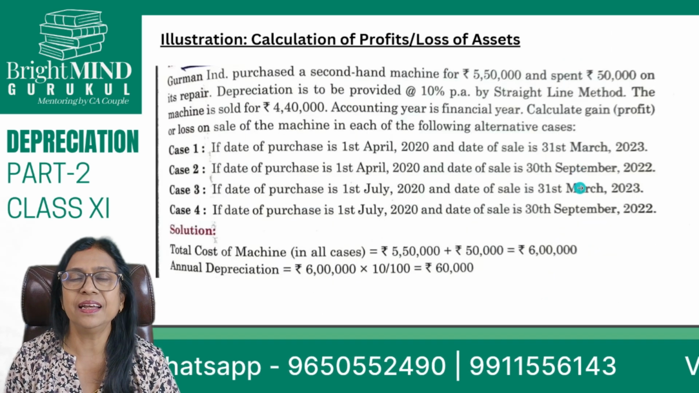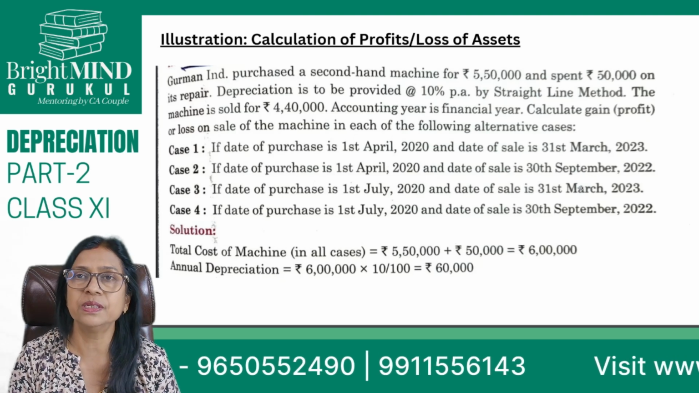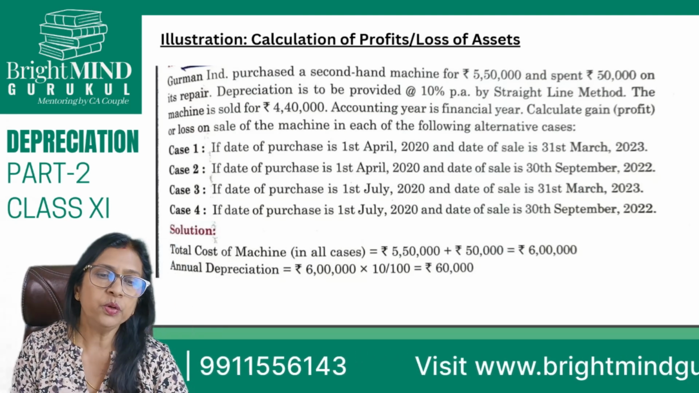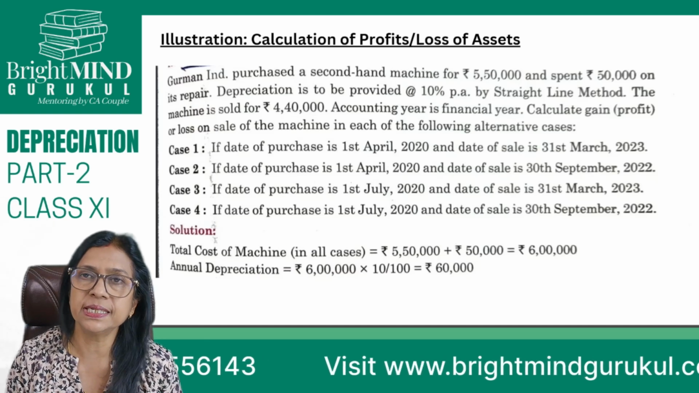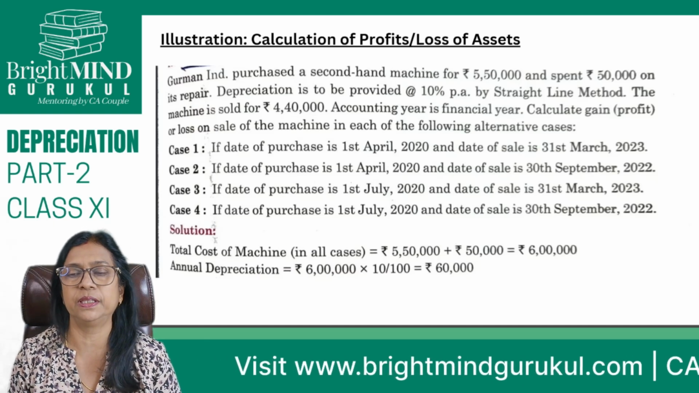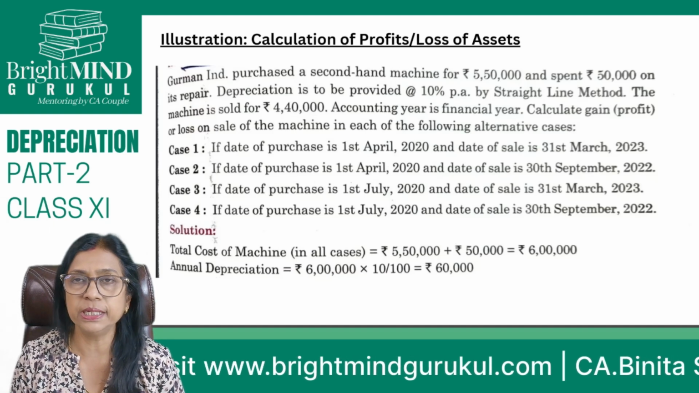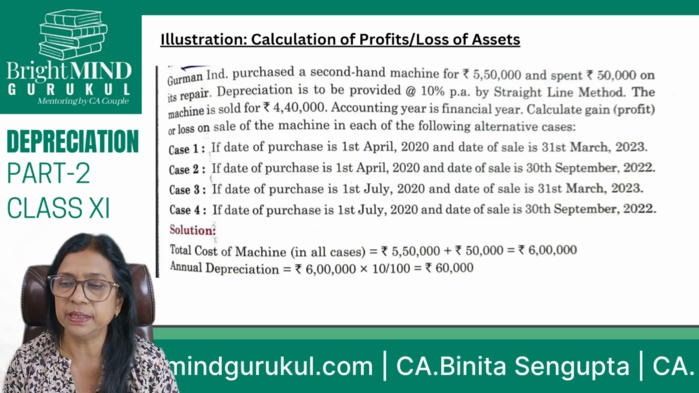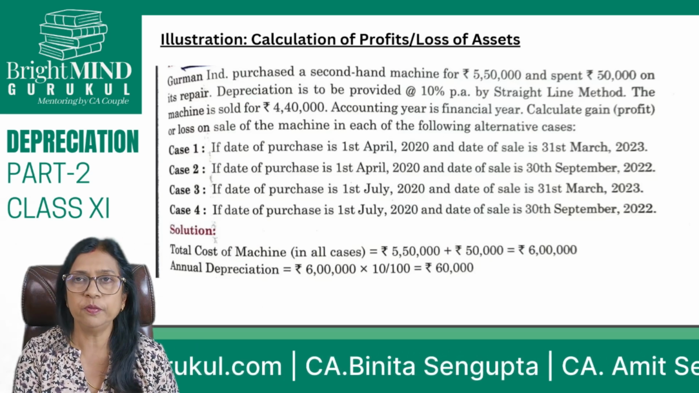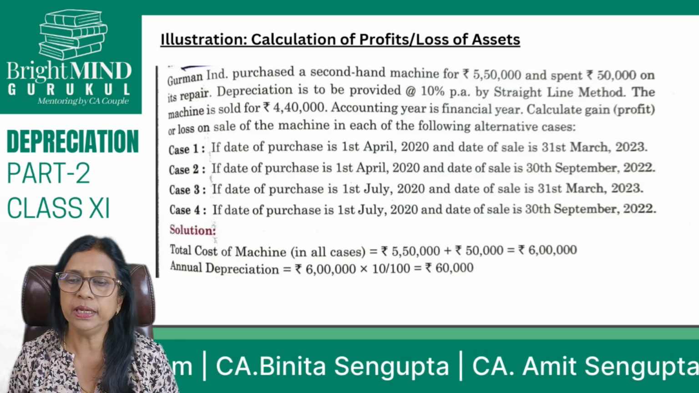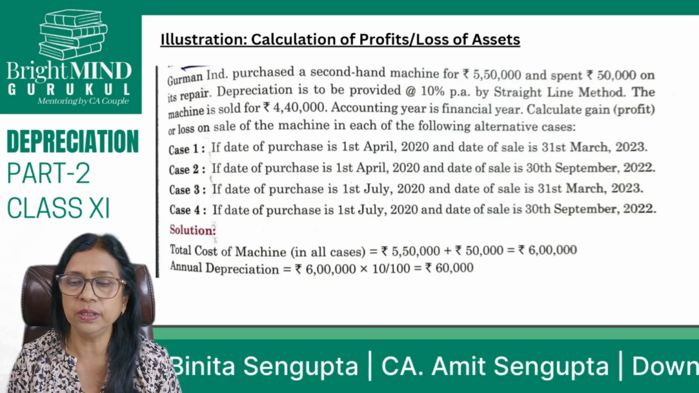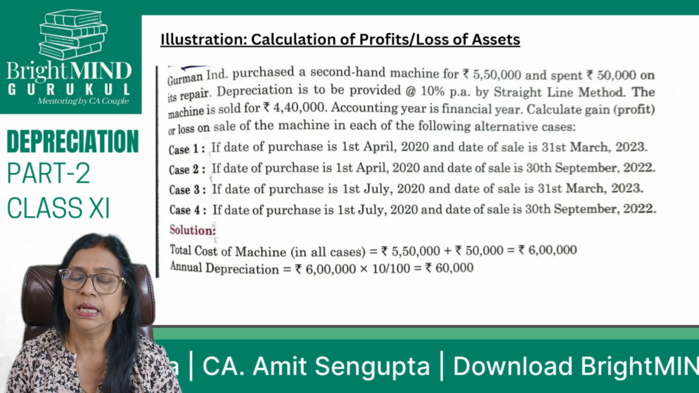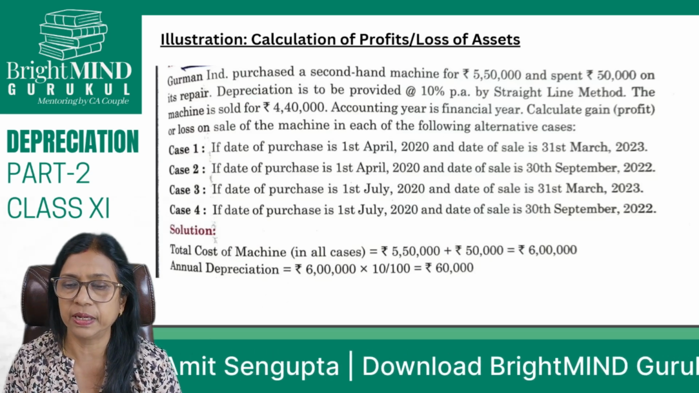Now let us understand the concept of profit and loss on sale of asset with the help of an illustration. So Gurman Industries purchased a second-hand machinery for 5,50,000 and spent 50,000 on its repair. Now depreciation is provided at 10% by SLM method and the machinery is sold for 4,40,000. Accounting year is financial year, that is ending on 31st March. Now calculate the profit or loss on sale of machinery in each of the following alternative cases.